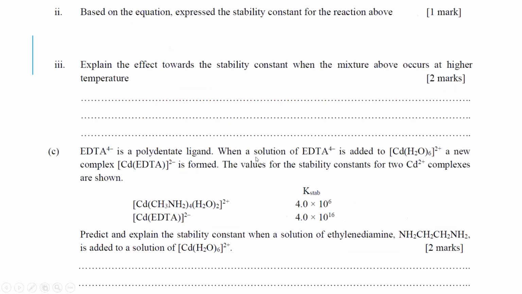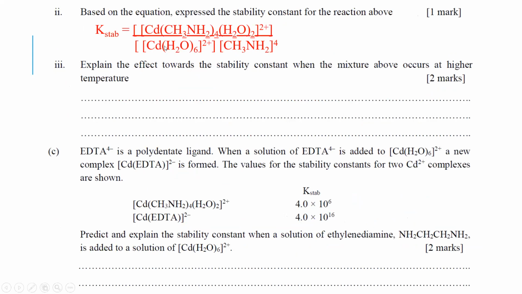Then we go to B2. Based on the equation, express the stability constant for the reaction above. So you have to express it for the equation above there. So K stability is [Cd(CH3NH2)4(H2O)2]2+ divided by [Cd(H2O)6]2+ times [CH3NH2] to the power of 4. Okay.